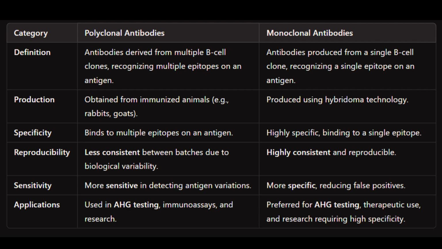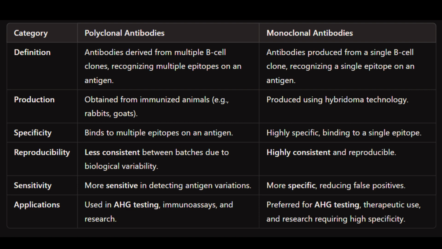How about monoclonal, produced using hybridoma technology? How about specificity? Polyclonal binds to multiple epitopes on an antigen. This one, monoclonal, is highly specific and will only bind to a single epitope or antigenic determinant. How about reproducibility? Polyclonal is less consistent due to variability reasons. And then how about monoclonal antibodies? Highly consistent and reproducible. How about sensitivity? Polyclonal is more sensitive in detecting antigen variations, while monoclonal antibodies are highly consistent and reproducible.